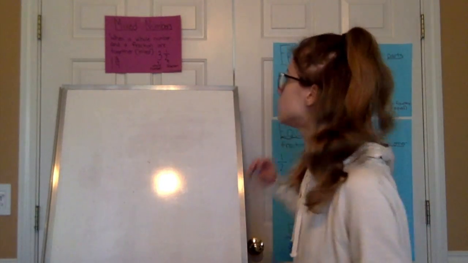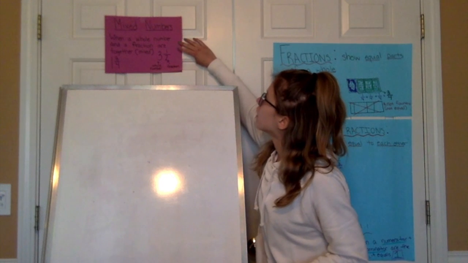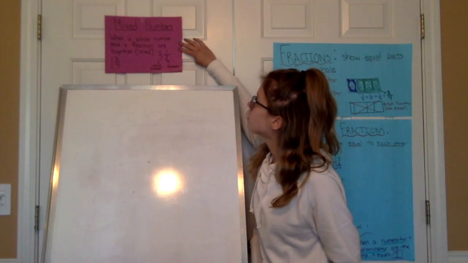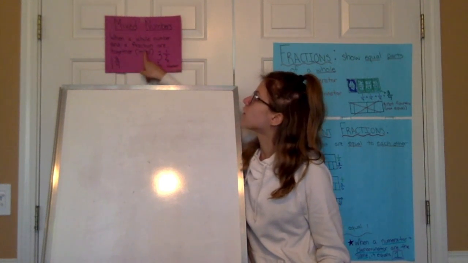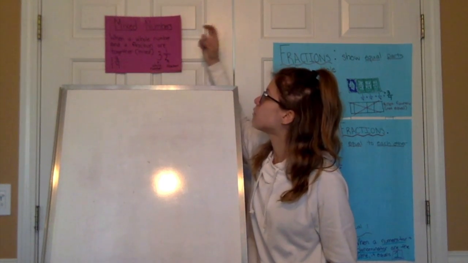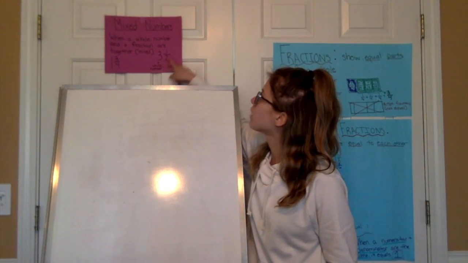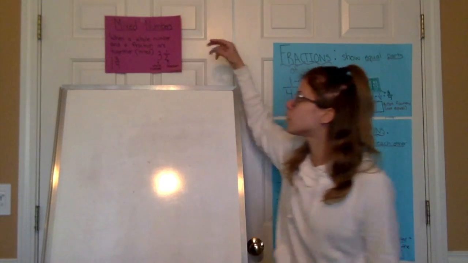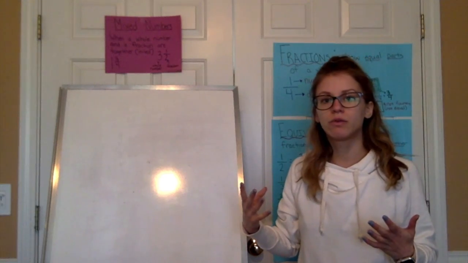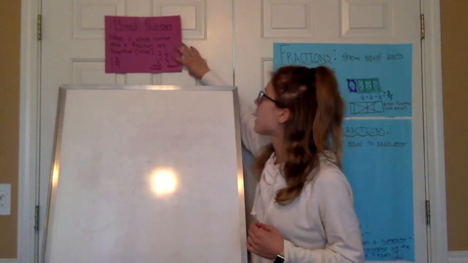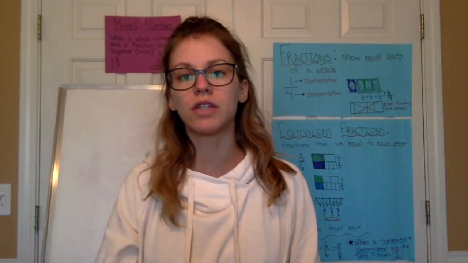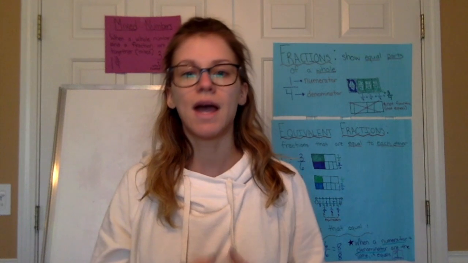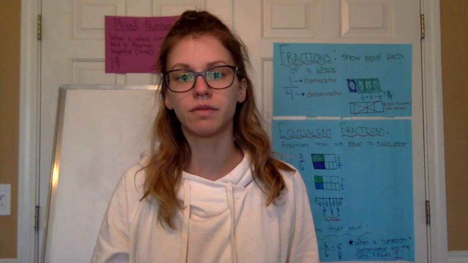I also want us to go up here, and we talked about yesterday mixed numbers, and that means when a whole number and a fraction are together or mixed, that's a mixed number. So 3 1/2 would be a mixed number because it has 3, which is a whole number, and a half, which is a fraction. And I know the quality isn't great, so I'm also going to be uploading those into our materials as our fraction posters.